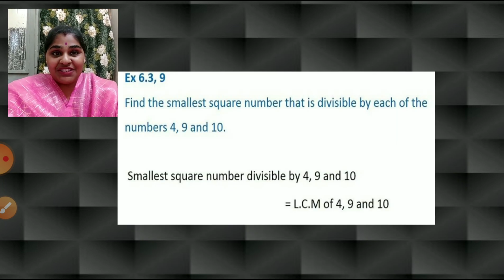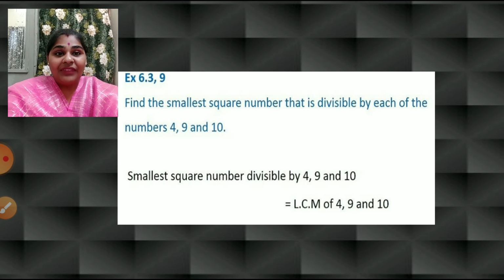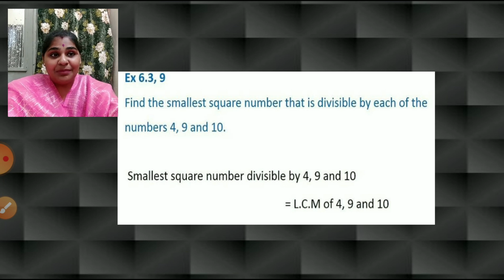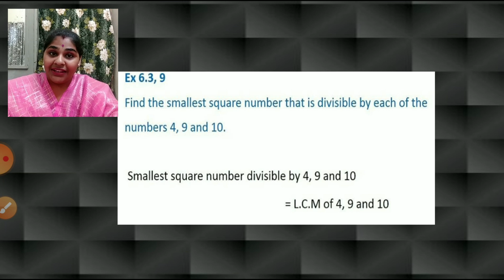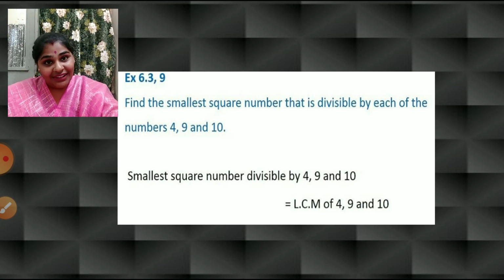Now coming to the next one, that is exercise 6.3, question number 9. Find the smallest square number that is divisible by each of the numbers 4, 9 and 10. Now in this, children, they have asked for the smallest square number. If it had been only the smallest number, we used to take the LCM, if you remember, in the previous classes. So similarly, first we will take the LCM of 4, 9 and 10.